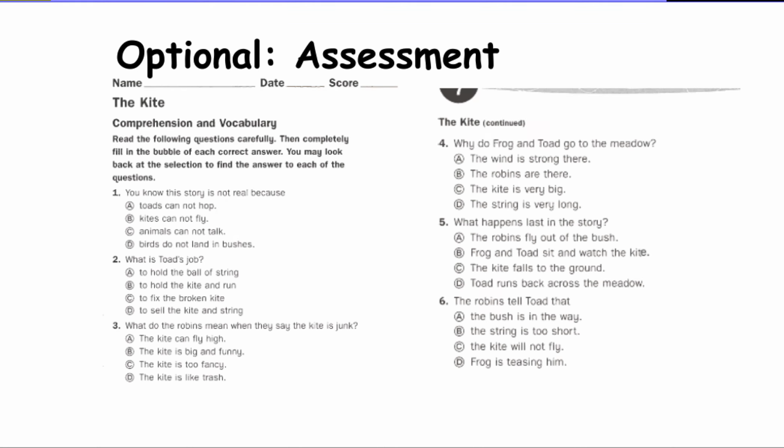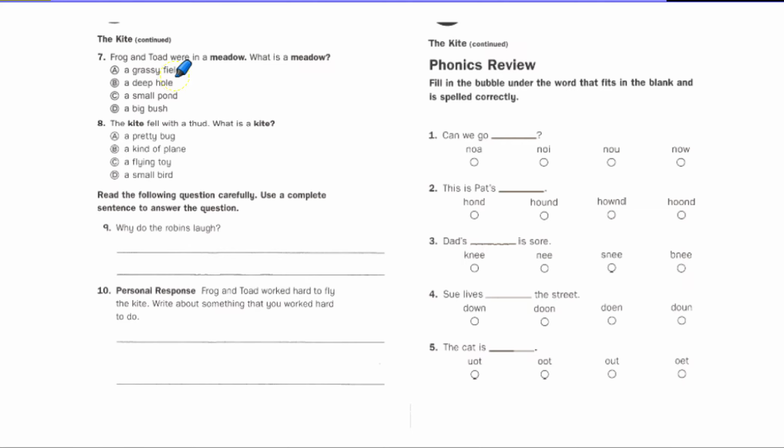And optional. You do not have to do this. This is what I would normally do on Fridays. And we would review our story. I would read this, and your child gets to choose A, B, C, or D, which matches the question the best. They are allowed to look in their reader. So the first 6 questions are always about the story. Then we have 2 questions that are always about our vocabulary words. Then we have 2 questions, one about the story and one a personal response, which is impossible to get wrong unless you don't answer it.